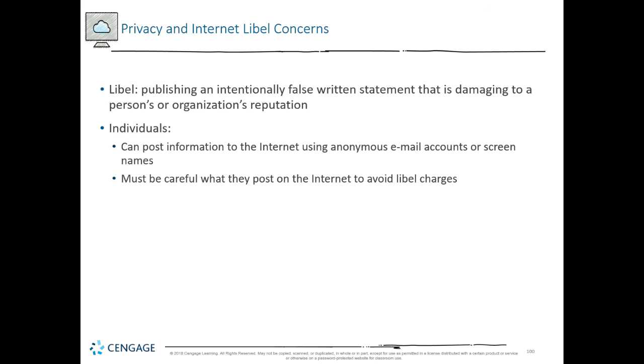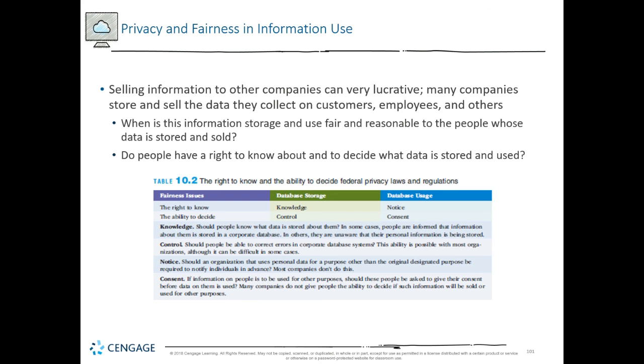Privacy and Internet libel concern. Libel is publishing an unintentional false written statement that is damaging to a person or organization's reputation. Individuals who post information to the Internet using anonymous email accounts or screen names must be careful that what they post on the Internet avoids libel charges.